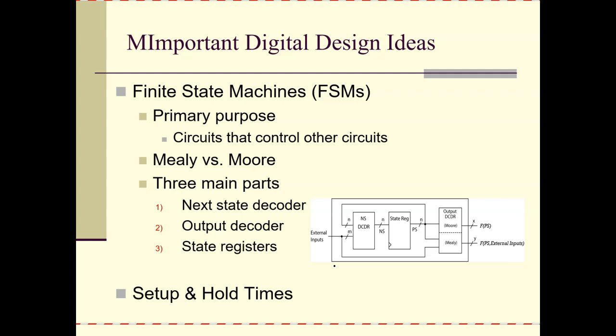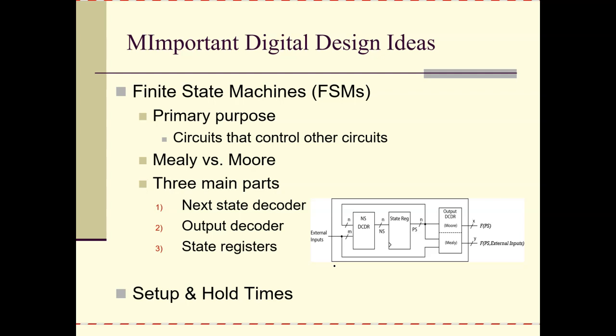One of the important things we did in digital design was state machines. State machines' primary purpose was as digital circuits that controlled other digital circuits, so they act as controllers in circuits. There were two main types of finite state machines: the Mealy type and the Moore type. The Moore type had outputs that were a function of state only, whereas the Mealy outputs were a function of both the current state and some external inputs.